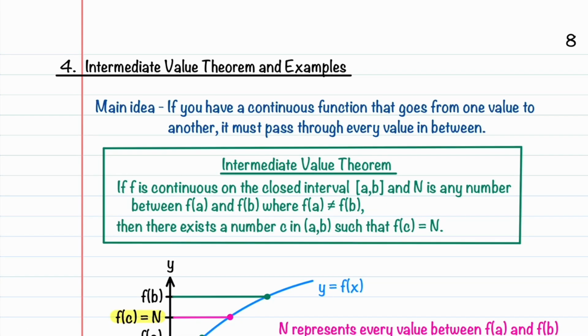Let's now look at the intermediate value theorem and walk through some examples. Here's the main idea of the intermediate value theorem. If you have a continuous function that goes from one value to another, it must pass through every value in between.